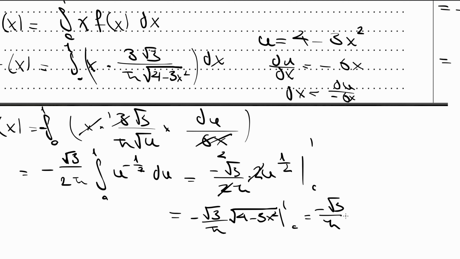So negative radical 3 over pi, and then minus negative radical 3 over pi, which is positive, right? Positive radical 3 over pi, then radical 4 minus 0, which is 2. So that's going to be negative radical 3 over pi plus 2 radical 3 over pi, which is radical 3 over pi again.